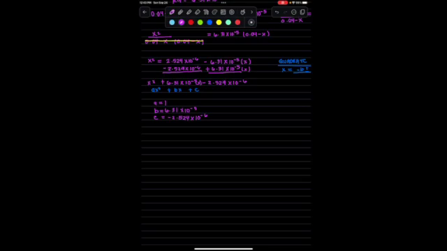So now we're going to find our b squared. B squared equals 6.31 times 10 to the minus 5 squared, which will give us 3.98 times 10 to the minus 9. Next, we're going to find our 4ac, which equals 4 times 1 times negative 2.524 times 10 to the minus 6, which is going to equal negative 1.0096 times 10 to the minus 5.